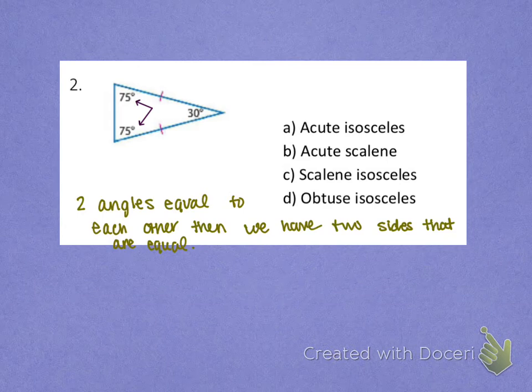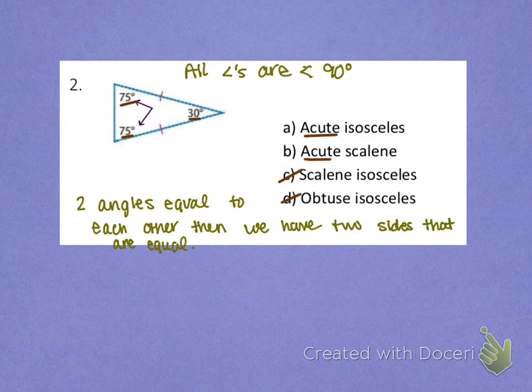But okay, let's look at the types of angles that we have. 75, 75, 30. All angles are less than 90 degrees. So what kind of angle is that? If they're less than 90 degrees, that is an acute angle. So that means that we get to mark off C and D because none of them are acute.